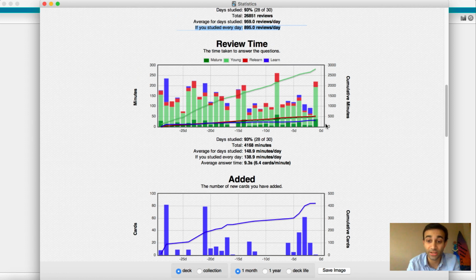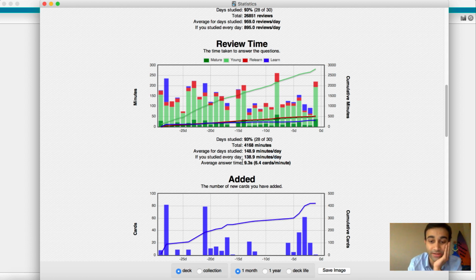All right. This is telling you about the review time, the time that you spend on each of the cards. And this graph is also for the last 30 days. So it's saying, again, I studied 93% of the days. I studied 28 out of the last 30 days. I studied for 4,168 minutes, which on average is about 2 hours per day. If I had studied every day, again, I studied for 28 days. If you had studied for 30 days instead, you would have had to study less per day. It's kind of guilt-tripping you.